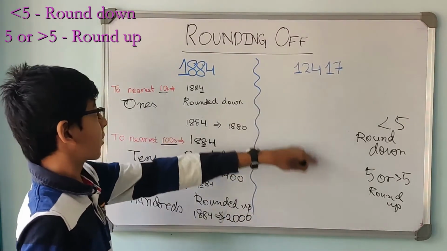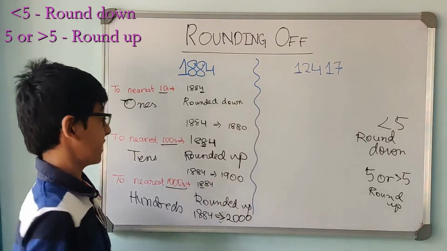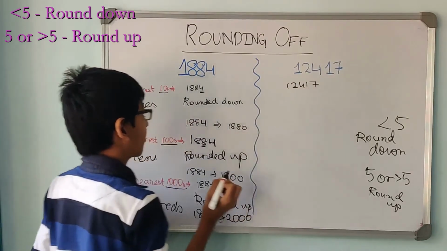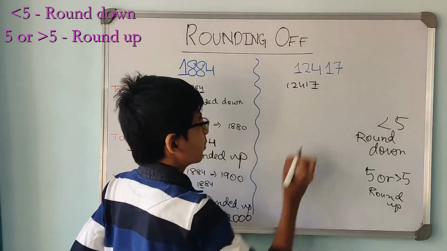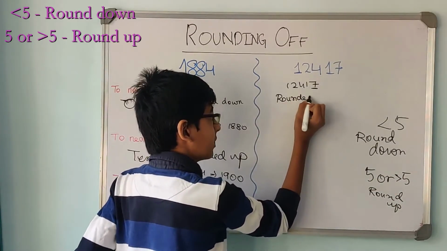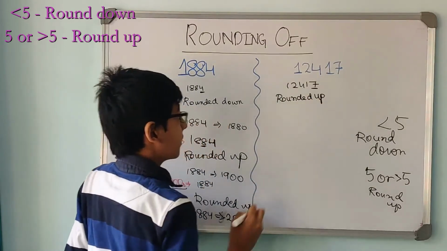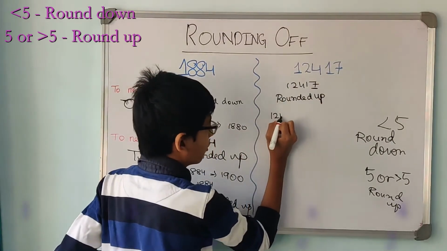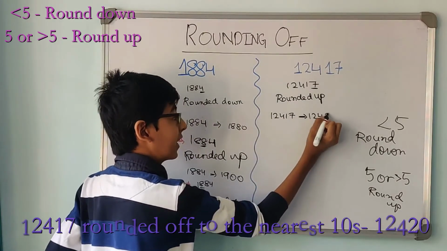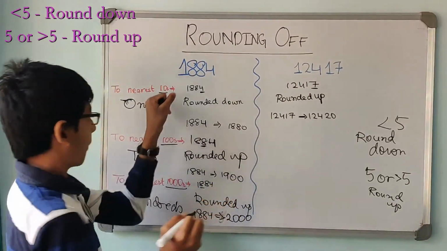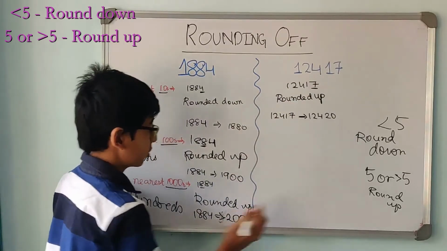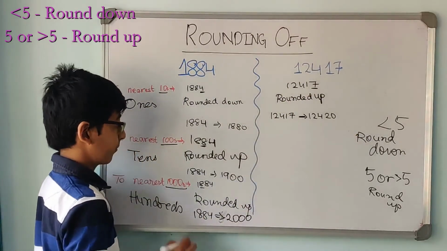Now let us round off 12,417. So 12,417, when rounded off to the nearest tens, we need to check the number in the ones place. 7 is greater than 5, so we have to round up. The number is rounded up. So over here, 12,417 becomes 12,420. As we are writing the number to the nearest tens, this 1 increases by 1, that makes it a 2, and the number towards the right becomes 0.